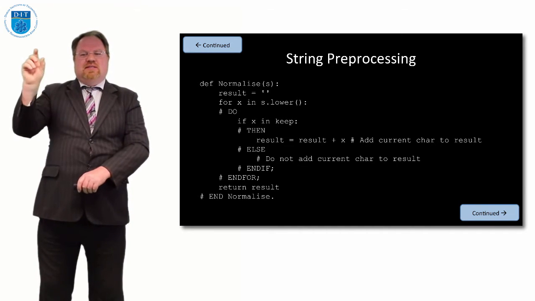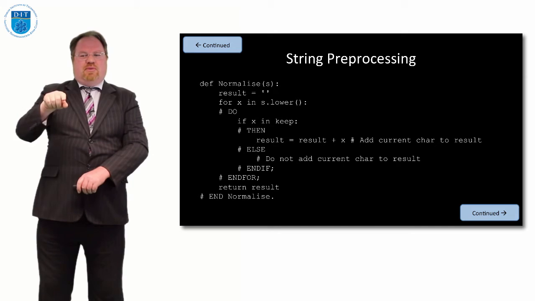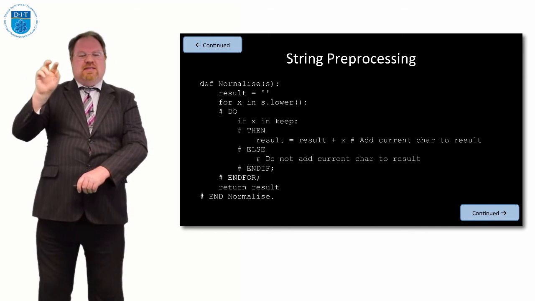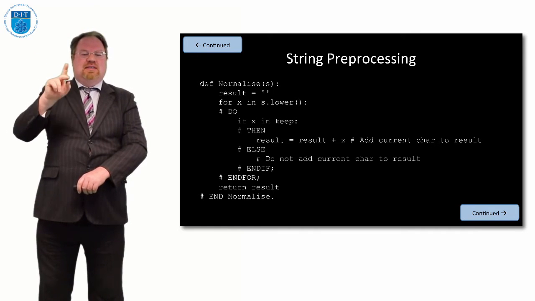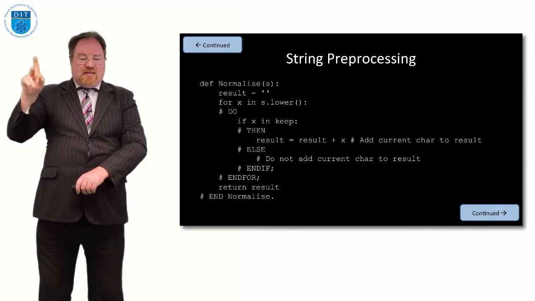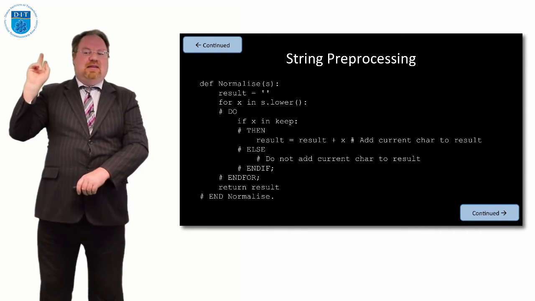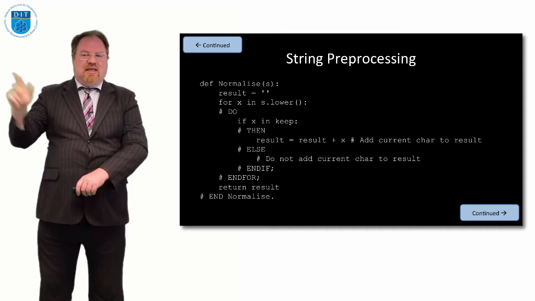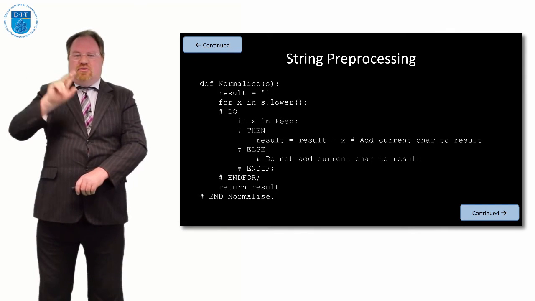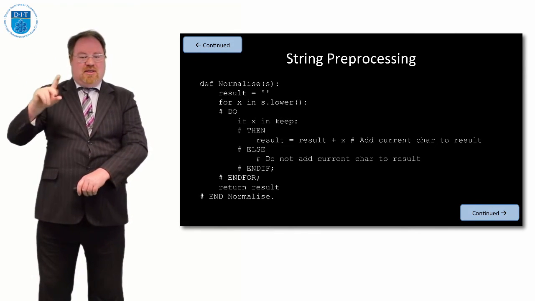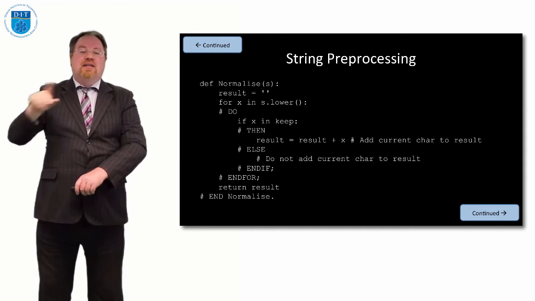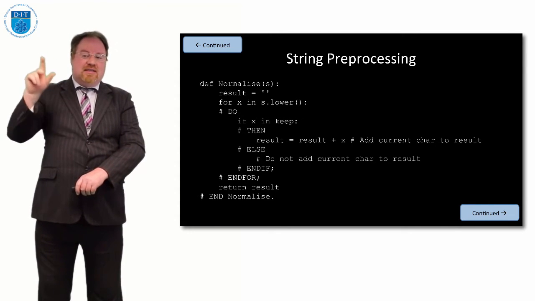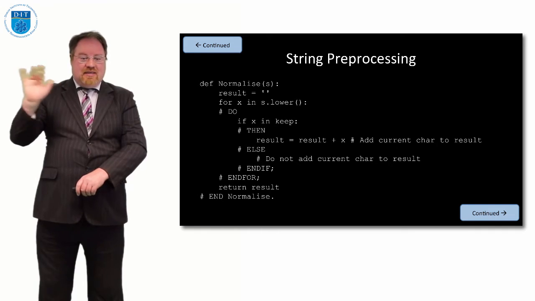We're getting in characters, let's say it's ABC exclamation mark. For x in that string, ABC exclamation mark, x will first be A, then B, then C, then exclamation mark. If x is in keep, so the first value is A, is it in keep? Yes, it is, so we'll keep that one. So that means result, which is a blank string, gets A added onto it. So result is now A. The next time around, it's B. Is B in keep? Yes, it is, so we add B onto A, so we've got AB now. Then we get to C. Is C in keep? Yes, it is. Then we get to exclamation mark. Exclamation mark is not in keep.